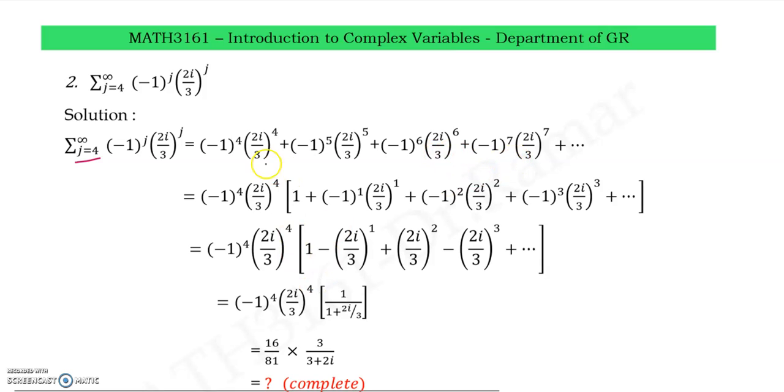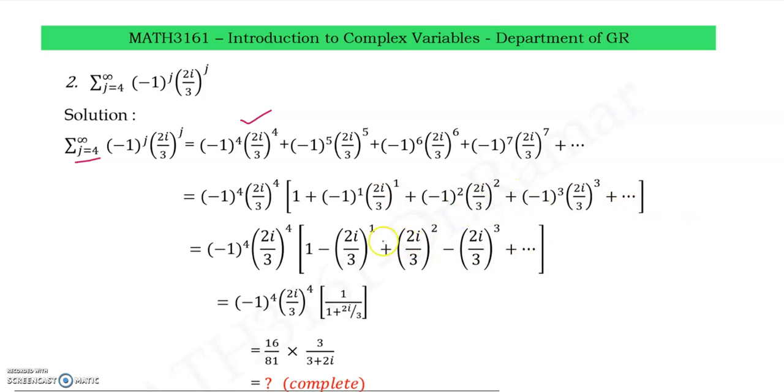Okay. Now you see here, in each term what can we take as a common factor? We can take minus 1 power 4, 2i by 3 power 4. So we can take this in each term. So if you take this as a common factor, here you will get 1 in the first term. Plus, here we are taking degree 4 outside, so the remaining is degree 1. So minus 1 power 1, 2i by 3 power 1. Similarly you write here power 2, power 3, etc.